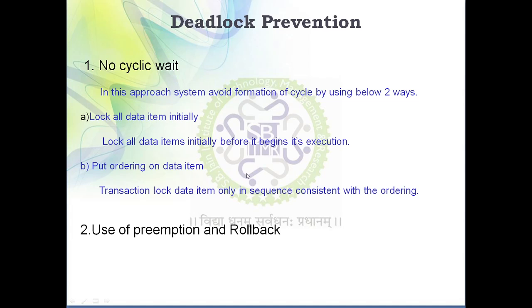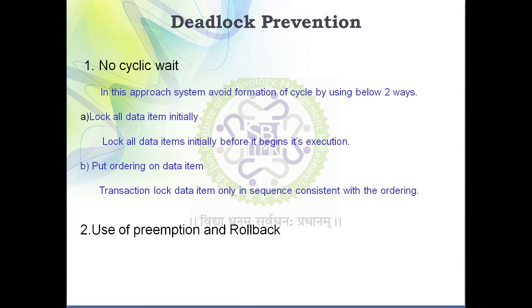In no cyclic wait, two sub-techniques are there. First, lock all data items initially. Does it prevent a deadlock? Yes. Suppose transaction T1 requires 4 resources to complete its execution. In that case, transaction 1 will acquire all the resources first and then start its execution. So this is one way to avoid the deadlock: lock all the data items initially.